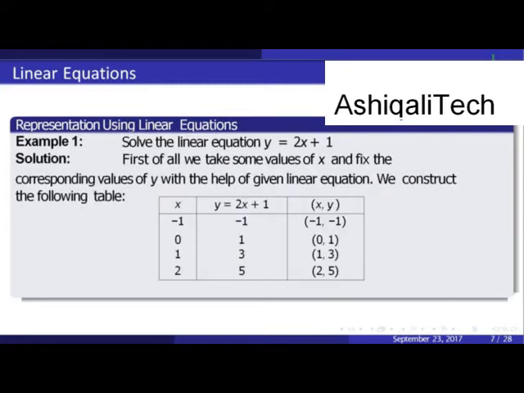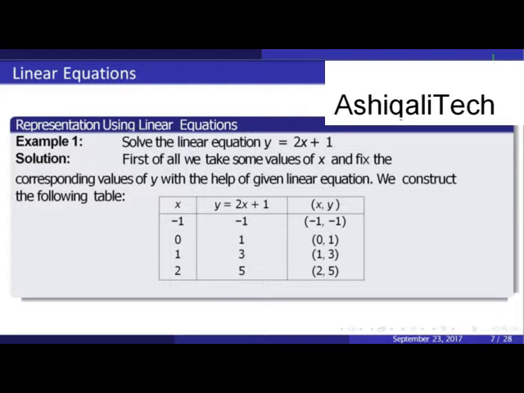Example number 1. Solve the linear equation y is equal to 2x plus 1. First of all, we take some values of x and find the corresponding values of y with the help of the given linear equation. We construct the following table. In the first column, you will see the values of x. In the second column, values of y, which is given in the form of y is equal to 2x plus 1. And in the third column, we represent x, y, the points.